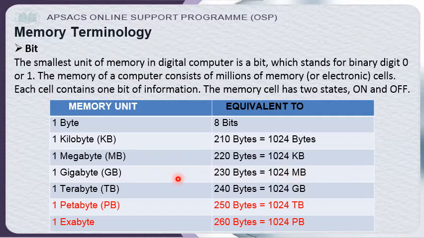And in 1 TB we have 1024 GB. Same way, in 1 petabyte we have 1024 TB, and in 1 exabyte we have 1024 petabytes. So the biggest one is the exabyte, which is 1024 petabytes.